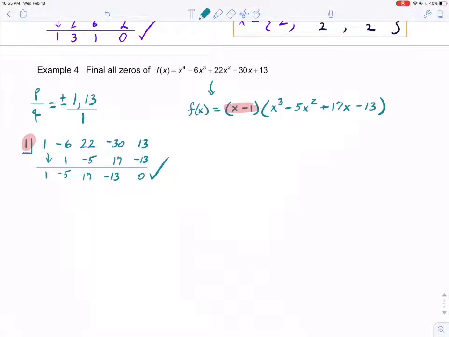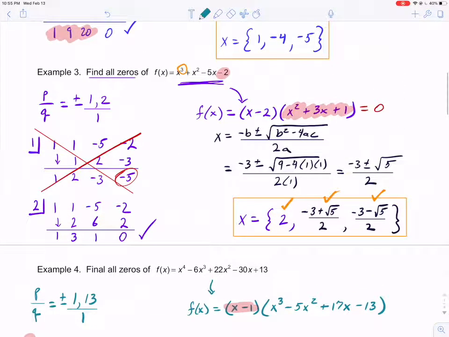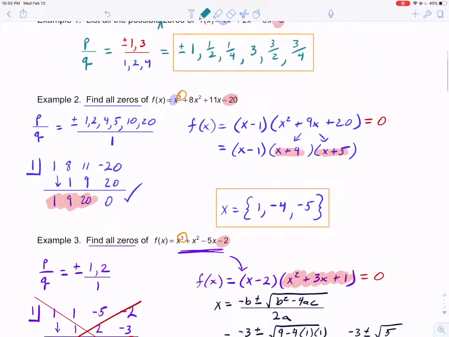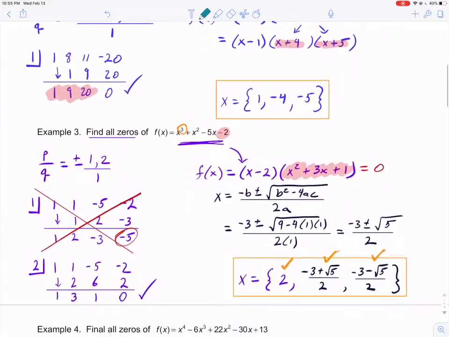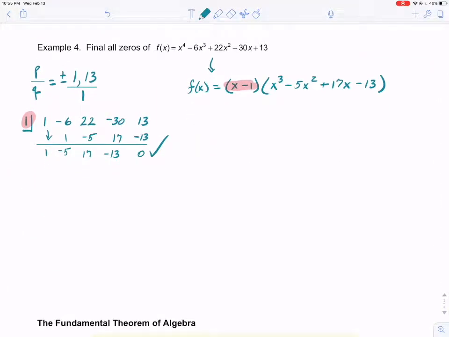And unfortunately, unlike example 3 or example 2, where once we were done with the first one, we had a quadratic left over, this one we have a cubic function left over. And that cubic function cannot be factored easily. It doesn't factor, in fact, in any methods that we have. And so we are stuck basically repeating the same process one more time.